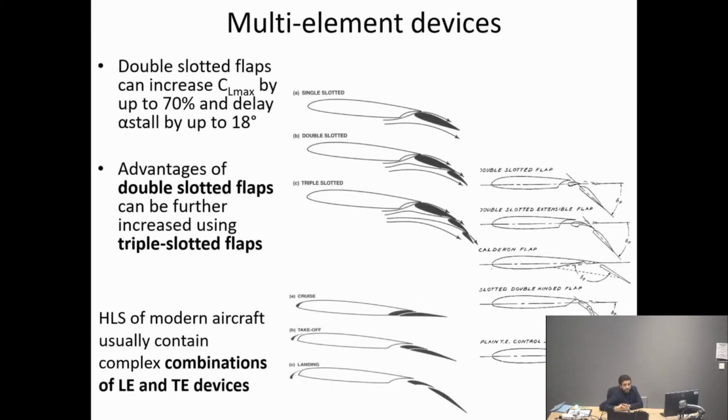Now, just to make life a little bit more interesting, what happens actually, particularly in modern aircraft designs, is we use what we call multi-element, whether it's multi-element leading edge devices or multi-element trailing edge devices. And actually, in the end, we use a combination of those two for a particular aircraft.